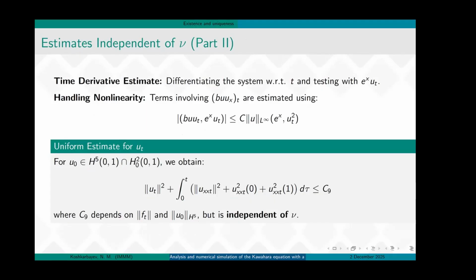Second, estimates independent of parameter nu. Similarly, we derive a uniform estimate for the time derivative u_t. Assuming the initial data is sufficiently smooth, we show that the norm of u_t is bounded by a constant independent of parameter nu. This justifies the final limiting process.